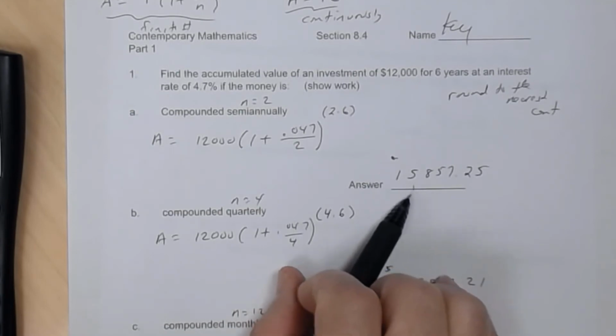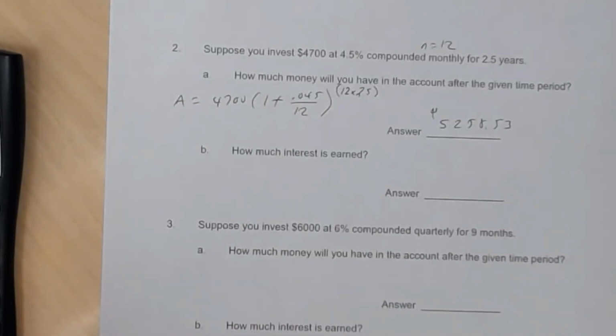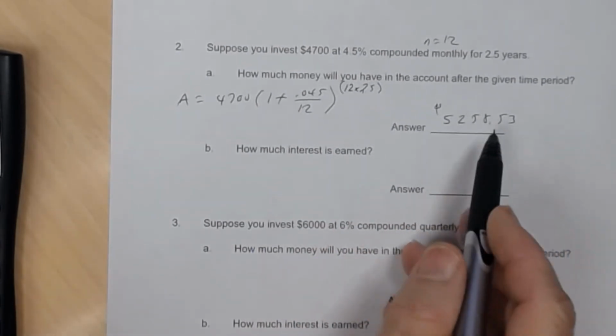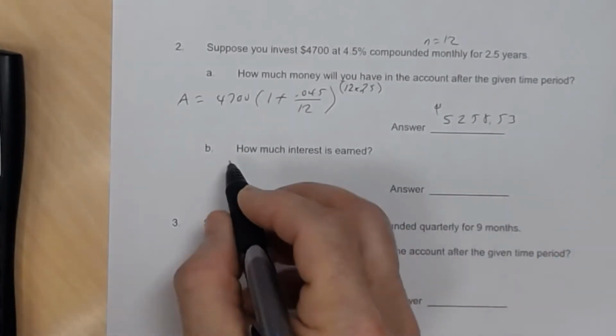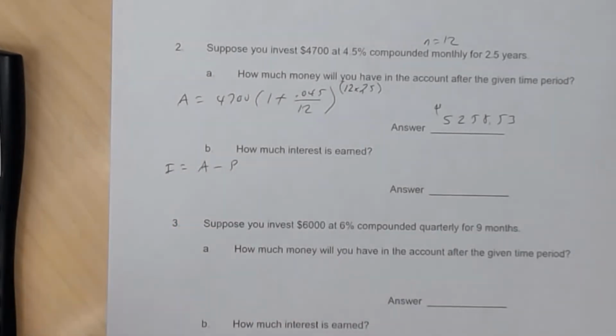All right, now remember, just like we had a discussion here, you invested $4,700. This is more than $4,700. That excess is the interest. Okay, so if you want to find the interest, you would take what the accumulated value is. So the interest is the accumulated value minus the principal.